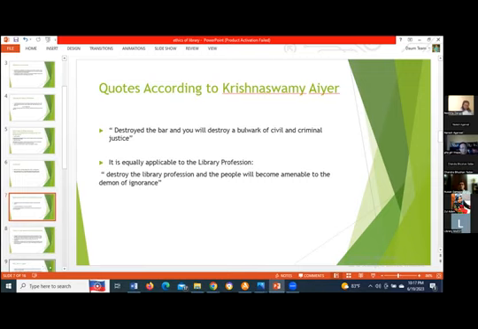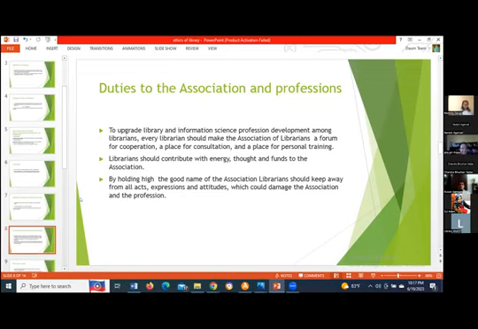According to Krishnaswami Iyer, destroy the bar and you will destroy a bulwark of civil and criminal justice. It is equally applicable to the library profession. Destroy the library profession and the people will become amenable to the demon of ignorance. If we give them the wrong information, the people also destroy their character. That is what I want to say. Duties to association and profession: to upgrade library and information science, professional development among librarians. Every librarian should make the association of librarians a forum for cooperation, a place of consultation, and a place for personal training. Librarians should contribute with energy, thought, and funds to the association. By holding high the good name of the association, librarians should keep away from all acts, expressions, and attitudes which could damage the association and the profession.